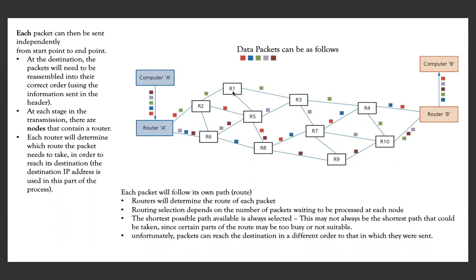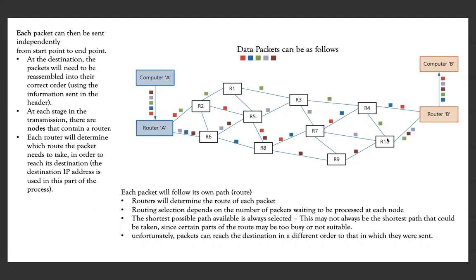Router 1 does the exact same thing and chooses to send it to, say, router 5. Router 5 sends it to router 8 because router 3 seems busy. Router 8 sends it to router 7 because 4 seems busy, and 7 sends it to 10 directly because 10 seems the least busy. Now, this path that was just taken, 2 to 5 to 8 to 7 to 10, might not be the shortest path.